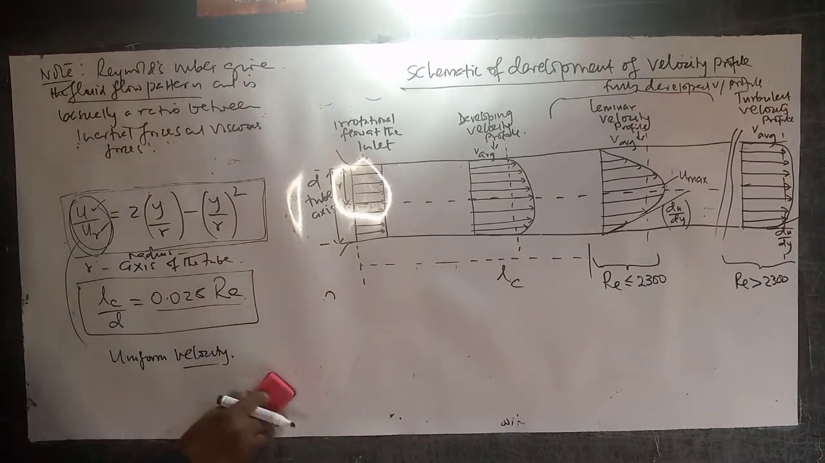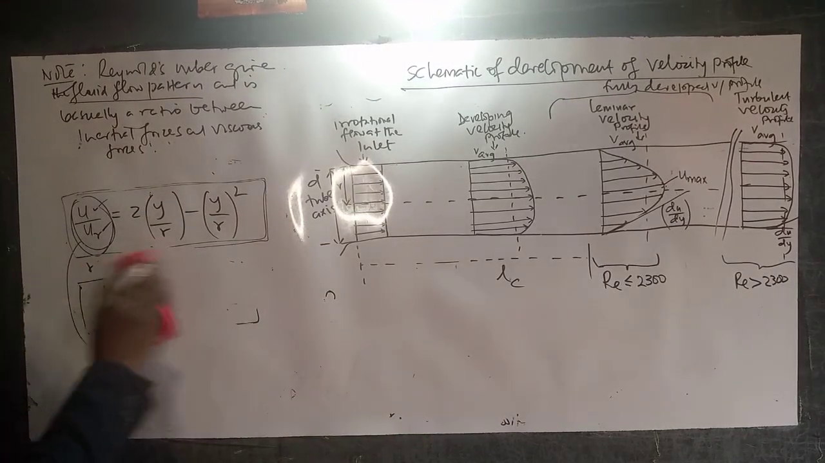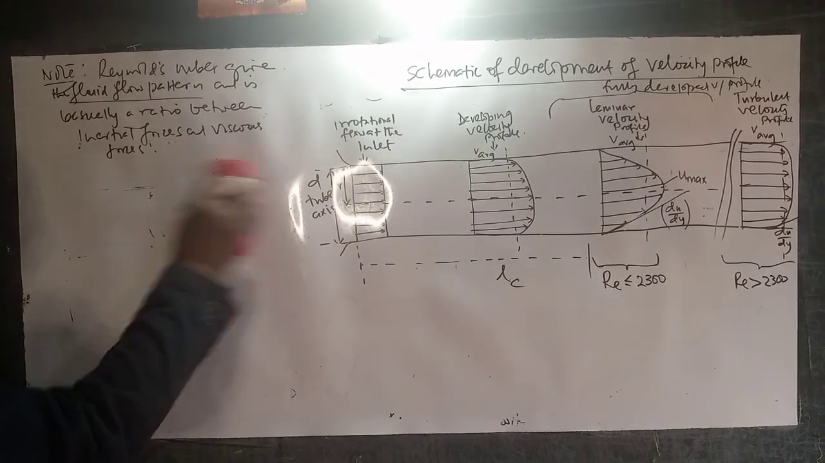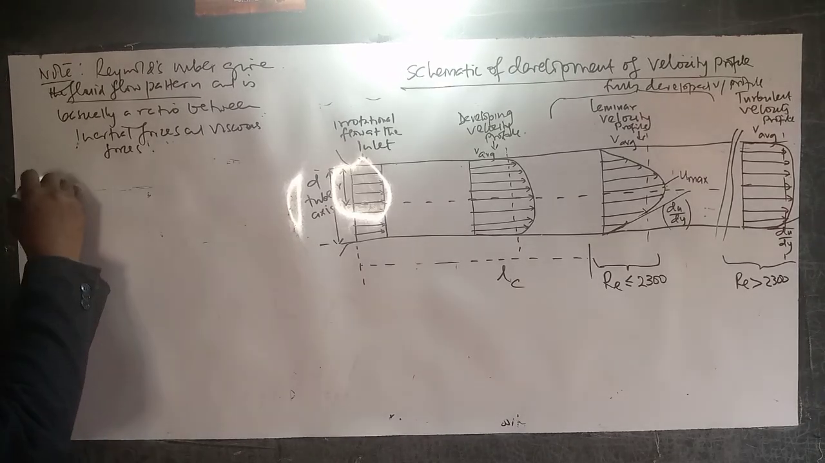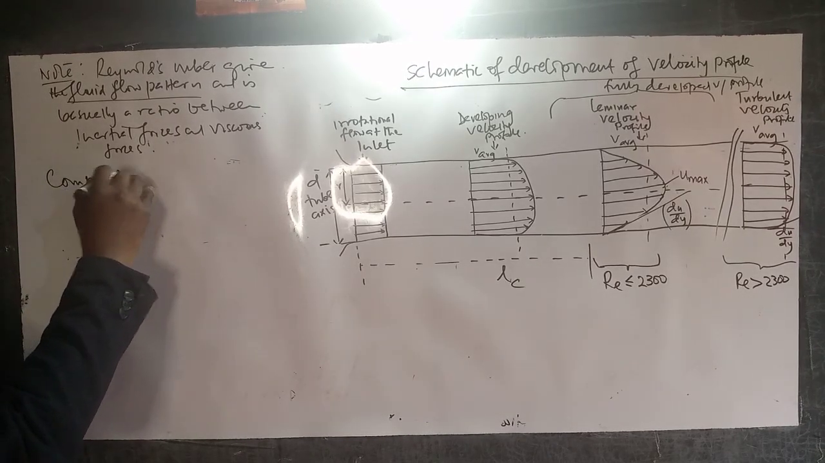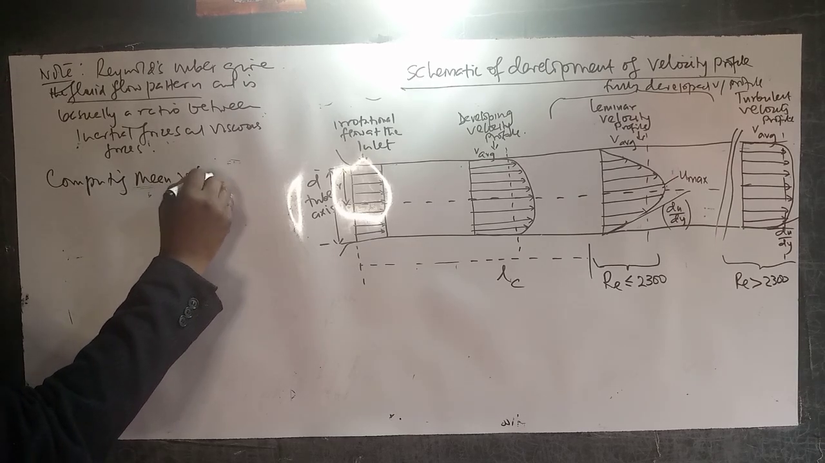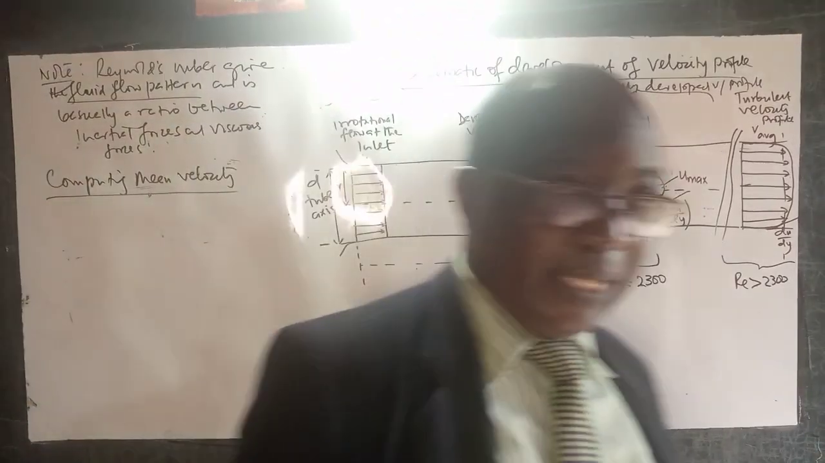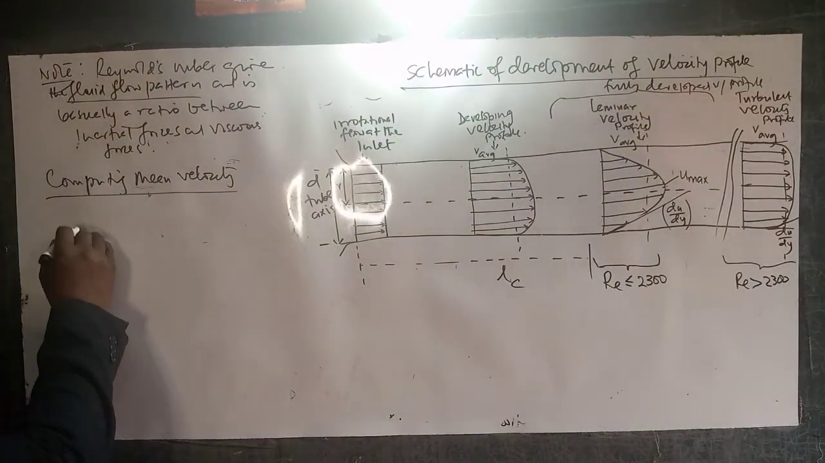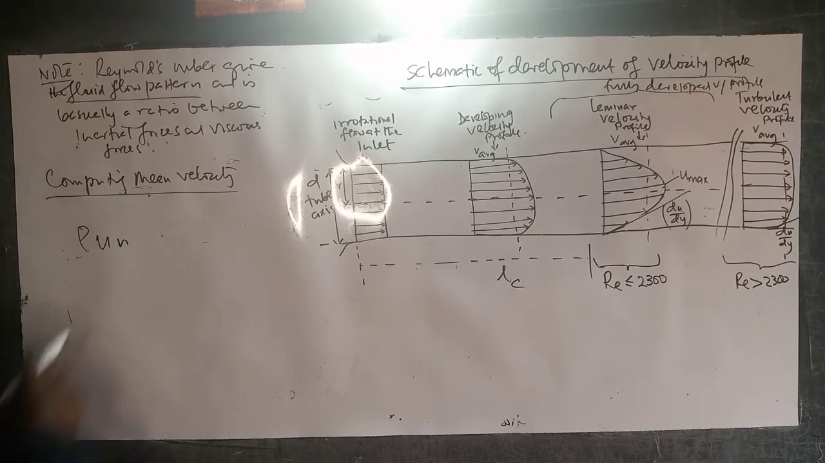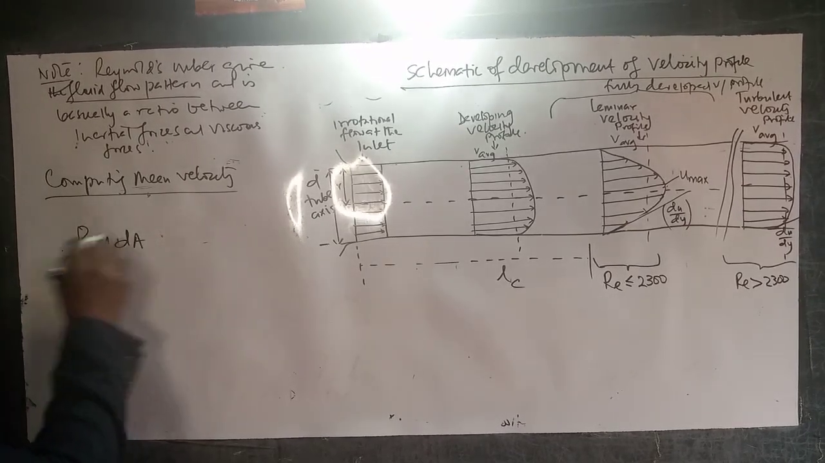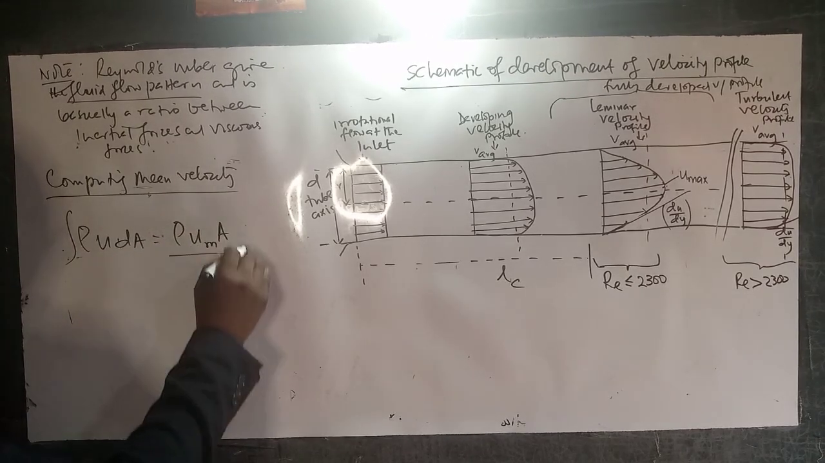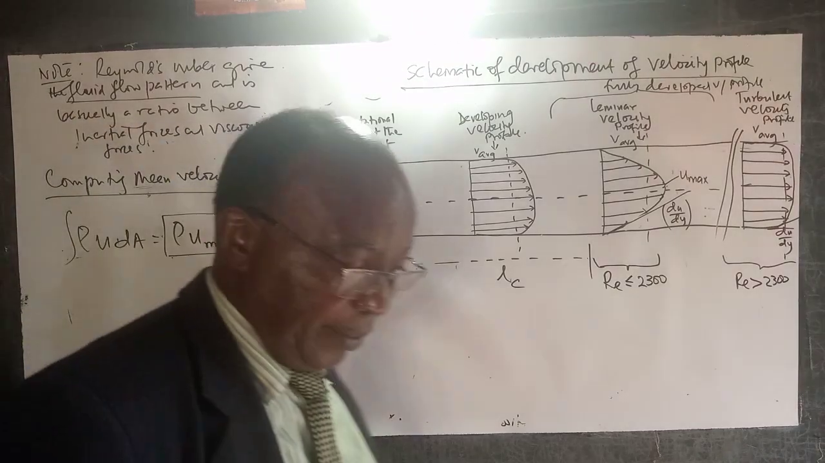Now, how do we compute the mean velocity? Very simple. Mean is always implying that you're dealing with averages. So we integrate this particular quantity, then you end up with that expression there. And we have the mean velocity there.